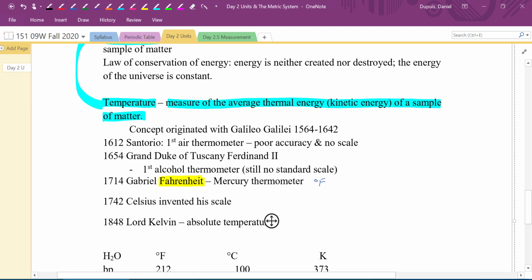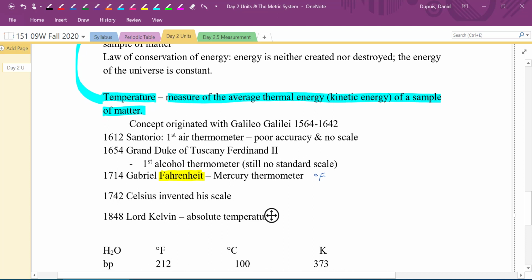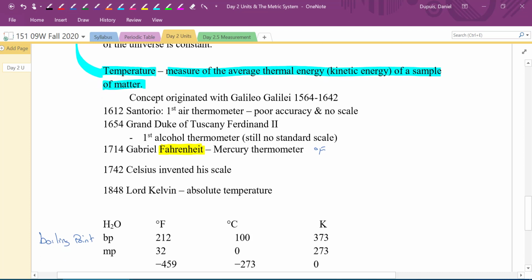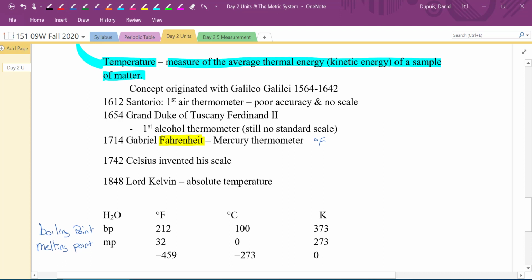If we look at water, the boiling point, BP, of water: Fahrenheit is 212, Celsius is 100, and Kelvin is 373. The melting point is 32, 0, and 273. So let's talk about this.